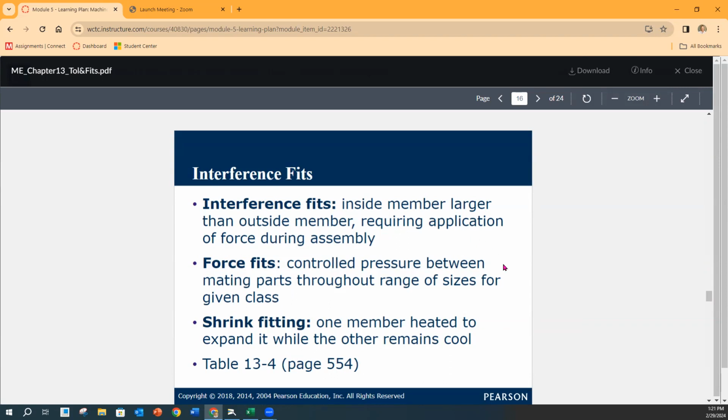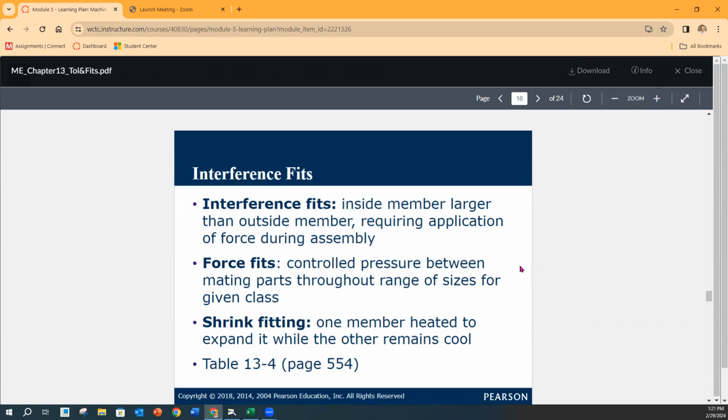Force fits are where we have controlled pressure between the mating parts, and both pieces want to occupy the same space. And then shrink fits is when one member is heated to expand it, and then the other one might even be cooled so that we can actually get those together. So the heated one is going to expand out. The cooled one is going to contract so that there's some clearance there, so that as they come back to room temperature, warming up or cooling down, depending on which side they were on, then they will be together, and you don't have to use force to put them together.